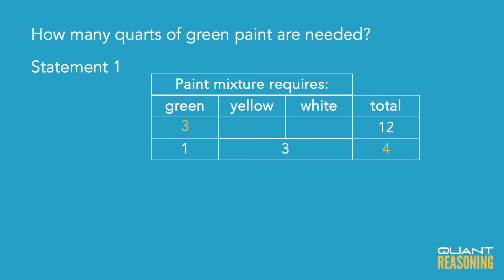So statement 1 is sufficient on its own, and we can go ahead and eliminate the answer choices that claim that it's not. So B, C, E are gone, and we're down to A or D. Let's evaluate statement 2 right after the intro.